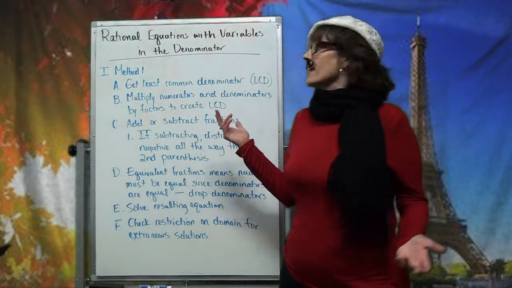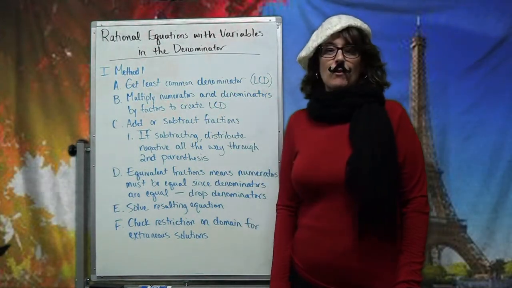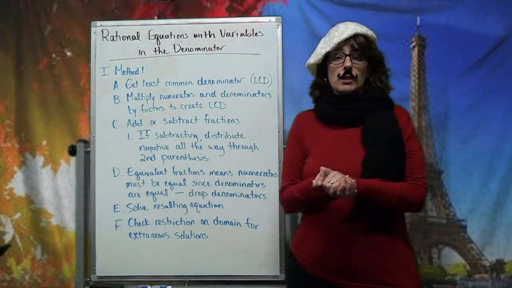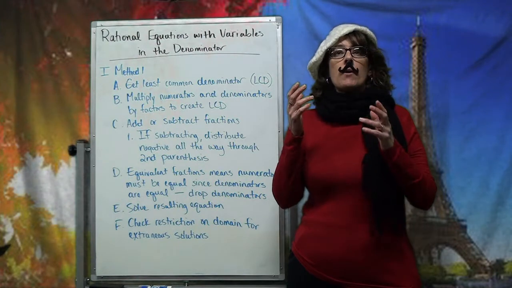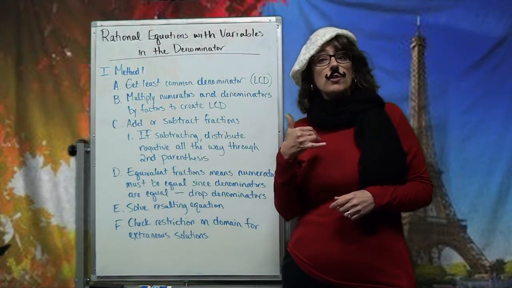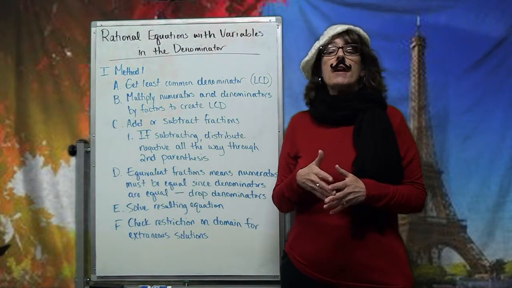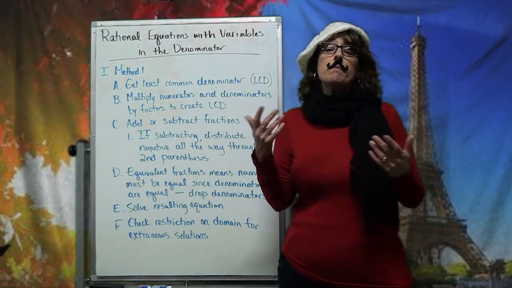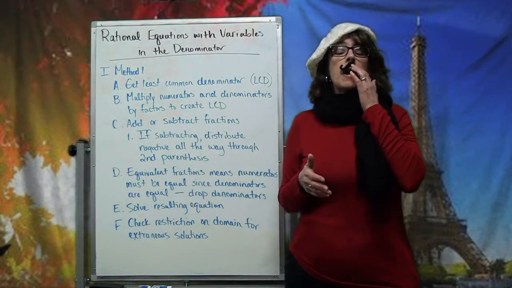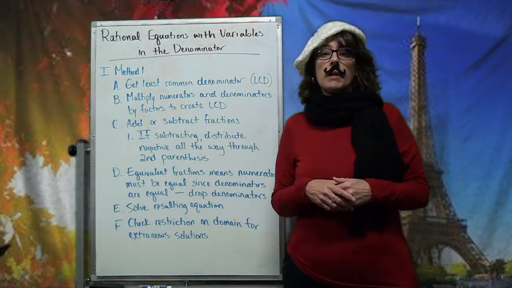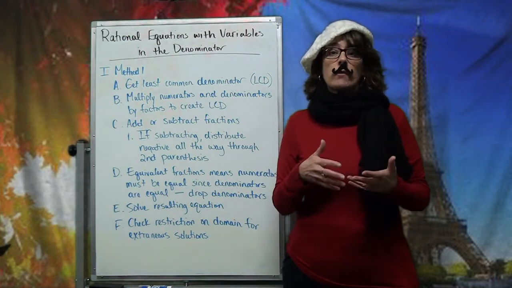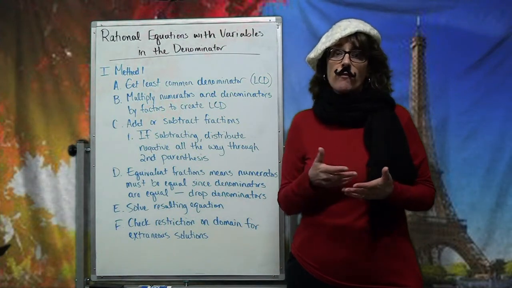Let's open ourselves up, though, to rational equations with variables in the denominator. So we've looked at rational expressions before, and we discovered that rational means can be written as a fraction, so our rational expressions are basically just fractions. If you're adding and subtracting rational expressions, you need to get a common denominator, in other words, to add or subtract fractions.